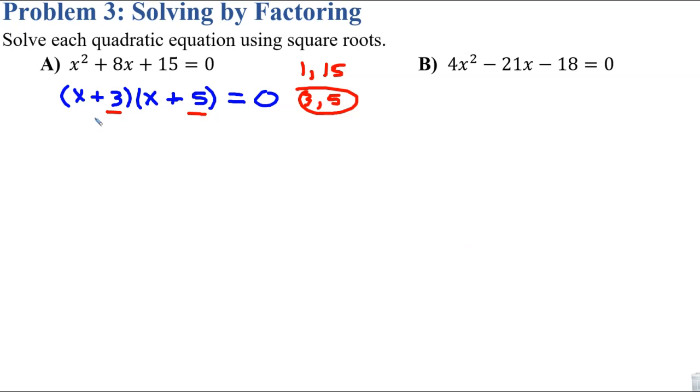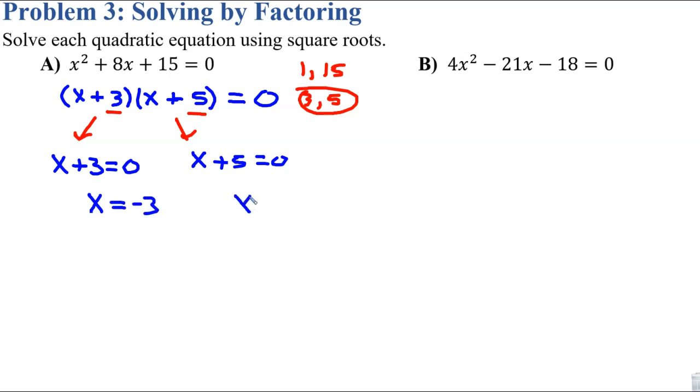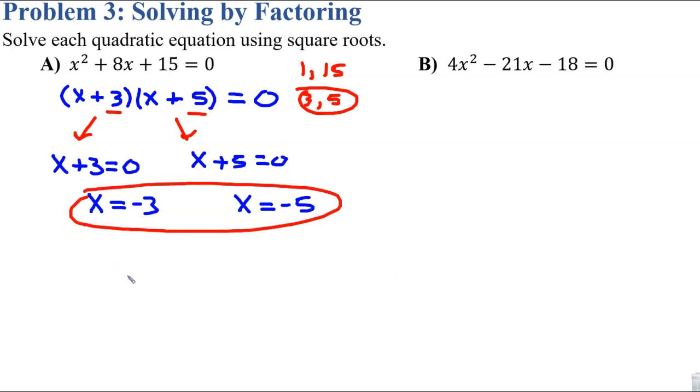And then once we've got it factored, we'll set each factor equal to 0. We'll say that x plus 3 equals 0, and x plus 5 equals 0. So that'll give me solutions of x equals negative 3 by subtracting 3 from both sides of this equation, and x equals negative 5 by subtracting 5 from both sides of that equation. Those will be my 2 solutions. Those will be my 2 zeros of that quadratic.